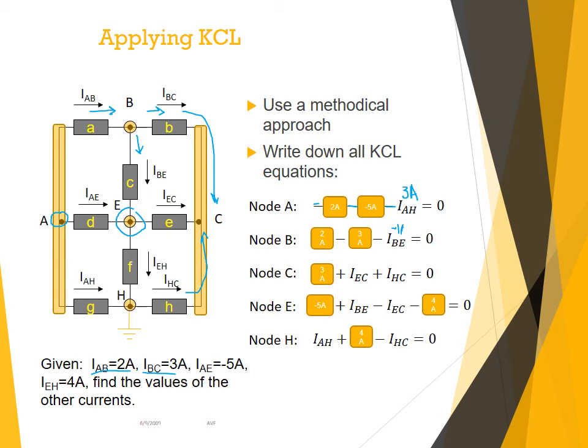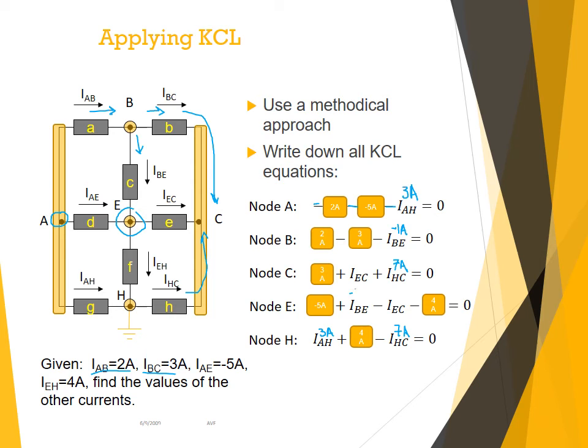Okay. IAH now occurs here, so I'm going to say this is 3 amps. 3 amps plus 4 amps is 7 amps, so this is 7 amps. Because minus IHC plus 7 amps is equal to 0. So now I have minus IHC. IHC occurs here, so this would be 7 amps. And it doesn't occur anywhere else, but now I can solve. I have IBE here is minus 1 amp.